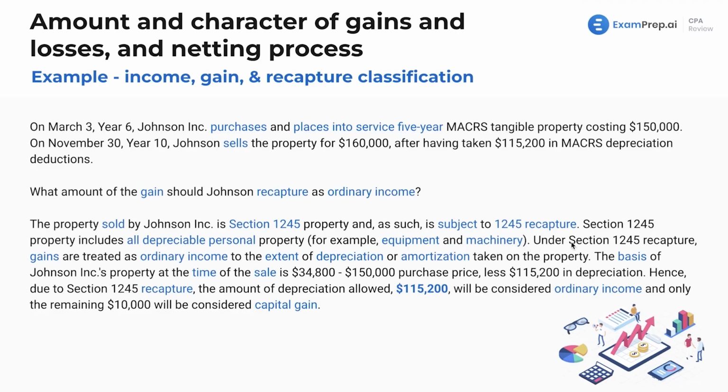Under Section 1245 recapture, gains are treated as ordinary income to the extent of depreciation or amortization taken on the property. The basis here at the time of sale, we've got $34,800 minus the $150,000 purchase price, less the $115,200 in depreciation. Hence, due to the Section 1245 recapture, the amount of depreciation allowed, the full $115,200, will be considered ordinary income, and only the remaining $10,000 will be considered capital gain.